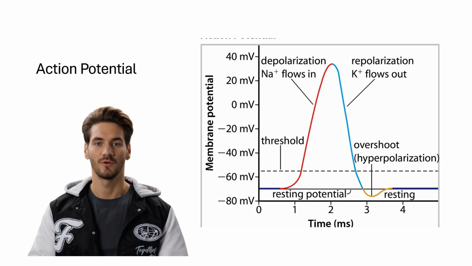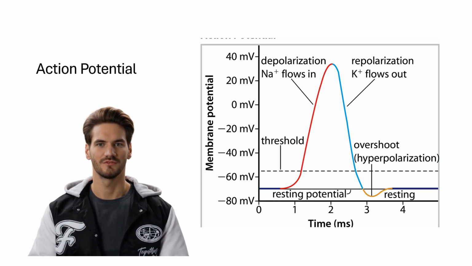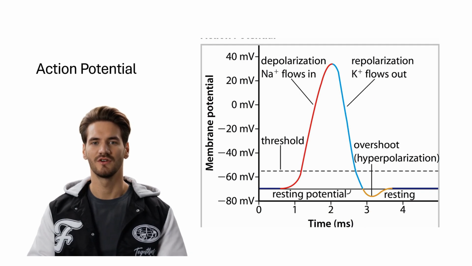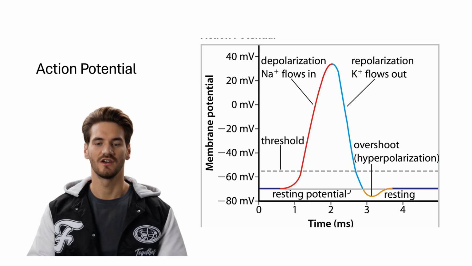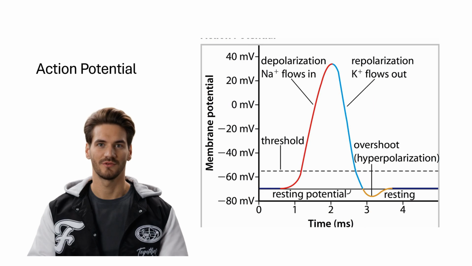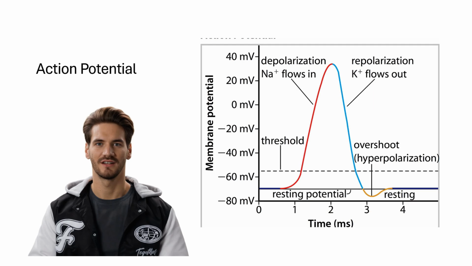The horizontal axis represents time in milliseconds, and the vertical axis shows membrane potential in millivolts. Starting at resting potential, the curve rises sharply once threshold is reached. This is depolarization caused by sodium influx. The peak represents maximum depolarization. The downward slope shows repolarization as potassium exits the cell, followed by a brief hyperpolarization before returning to rest. This entire process happens incredibly fast, often in less than 5 milliseconds, allowing rapid communication within the nervous system.